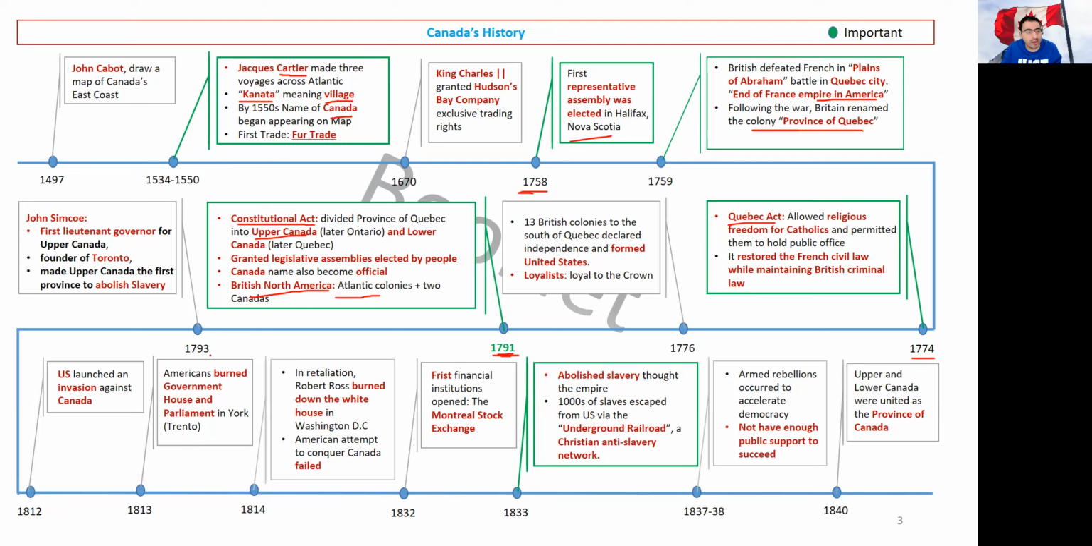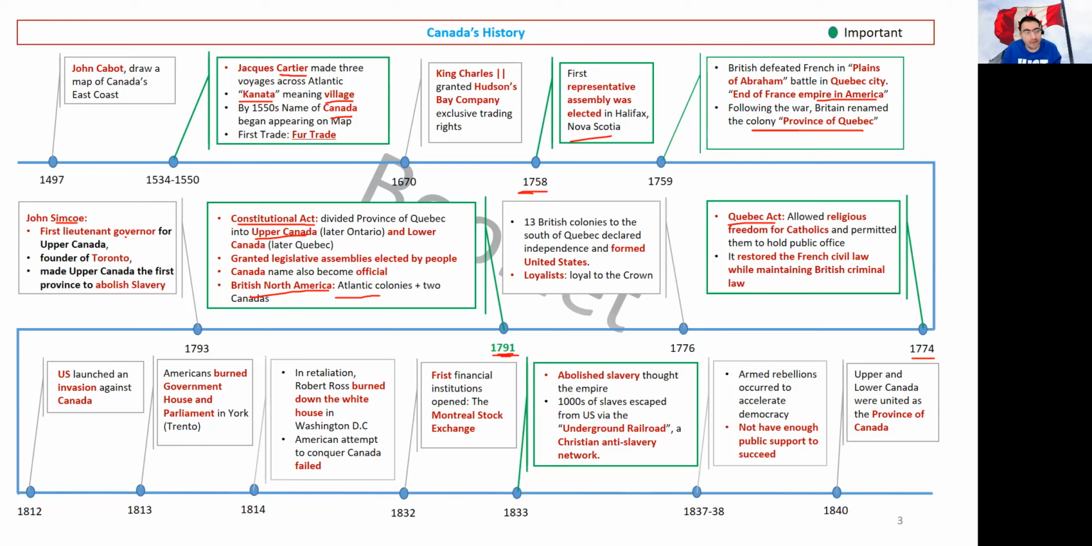The next event is 1793. We have an important person here, John Simcoe, who was the first lieutenant governor. The lieutenant governor is the king's or queen's representative at the province level. We are loyal to the sovereign, the king or queen of England, but they are in England, not in Canada, so we need a representative. On the federal level it is called the governor general, but on the province level it is called the lieutenant governor. We are going to describe this when we speak about the government in Canada.